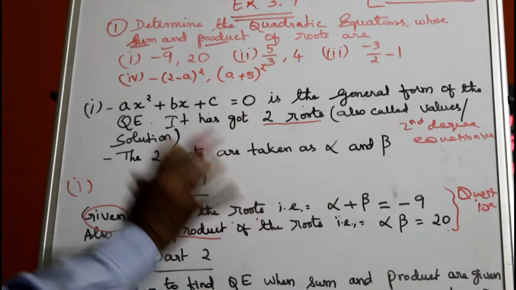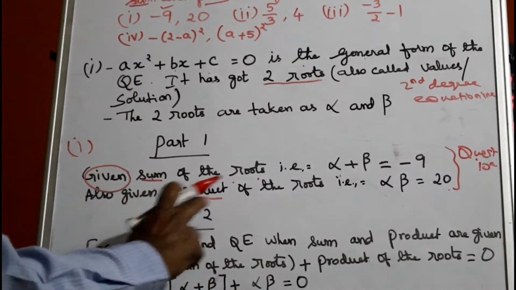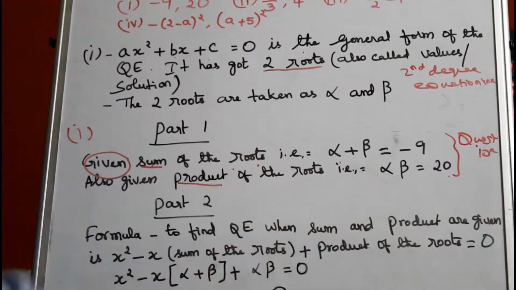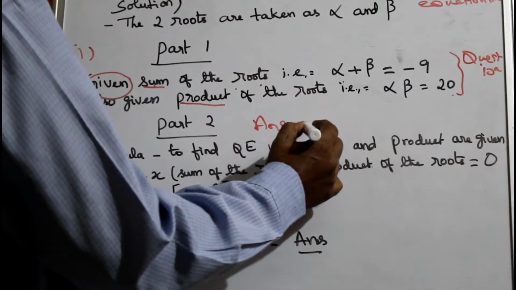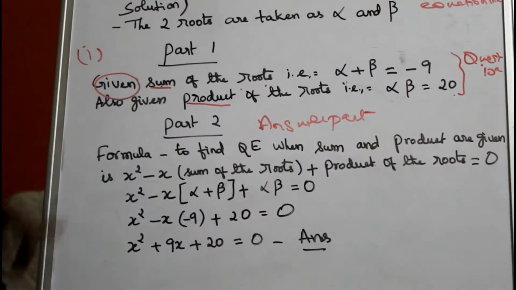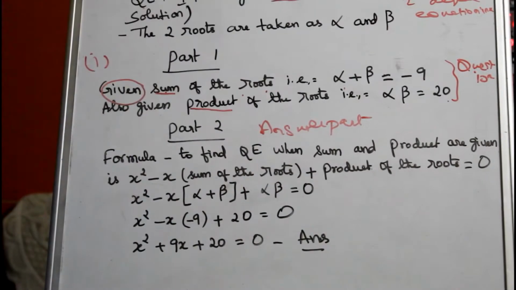So the question is given here. Sum of the roots alpha plus beta is minus 9. Product of the roots alpha beta is 20. Now the sum starts. This is the answer part. Now the formula to find the quadratic equation. We have to find the quadratic equation.